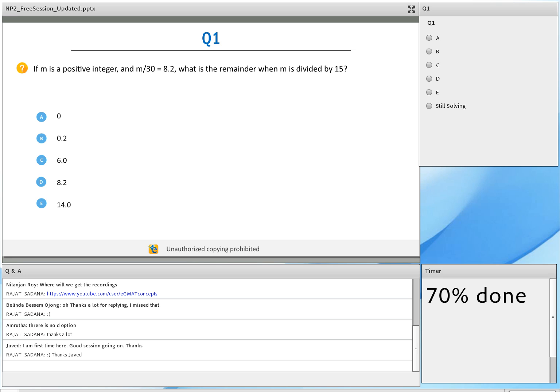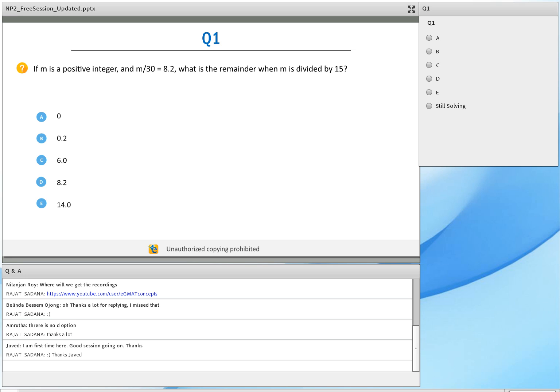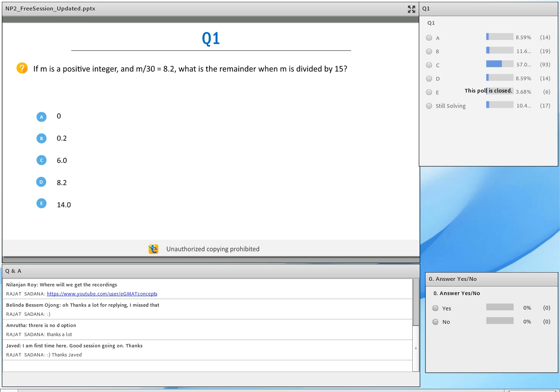As 80% of you are done, let's get those answers in. 5, 4, 3, 2, and 1. Let me end the poll. I'm going to broadcast the results.